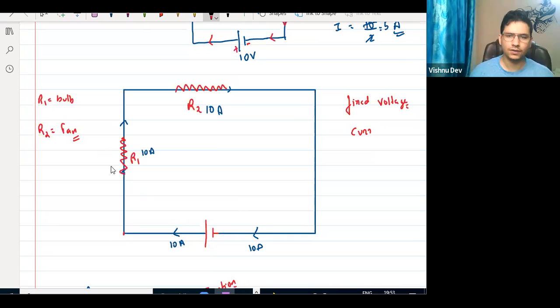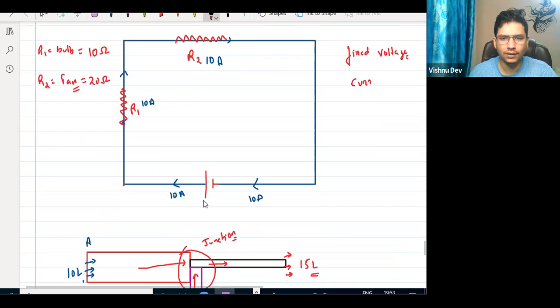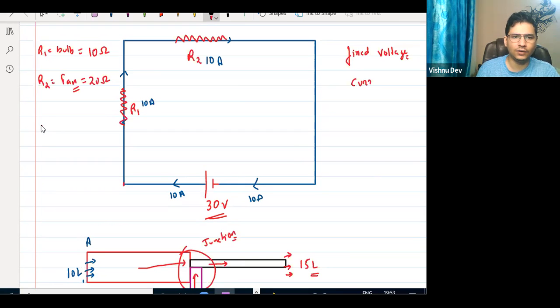Suppose this is resistance R1, and the value of R1 is 10 ohm. And the value of R2 is 20 ohm. Ohm is the unit. And suppose the voltage of this battery is 30 volt. I represent it as E, the voltage, the potential. Okay?